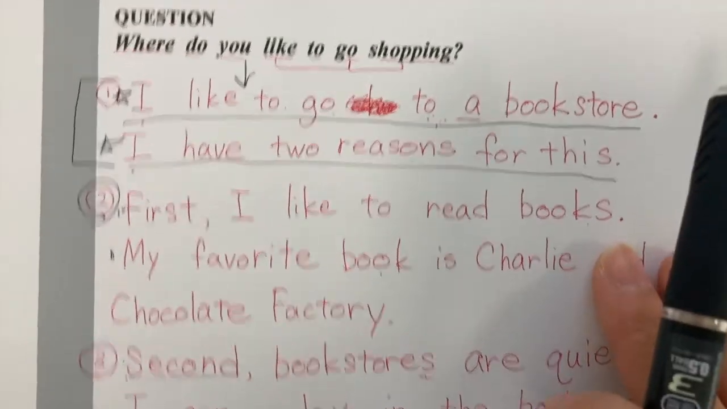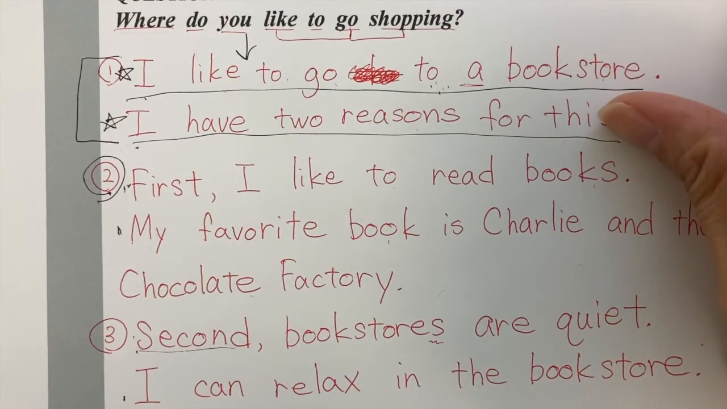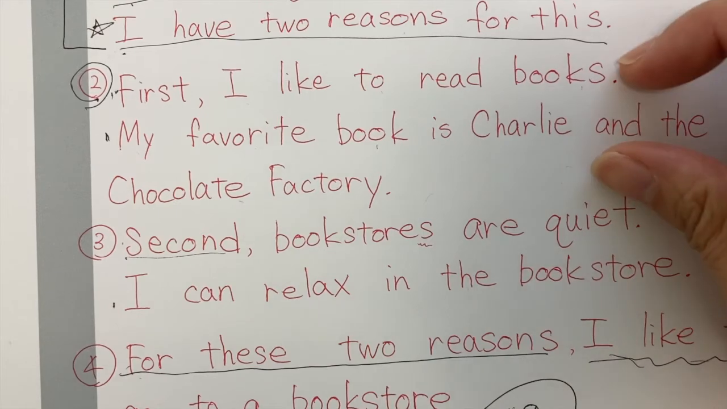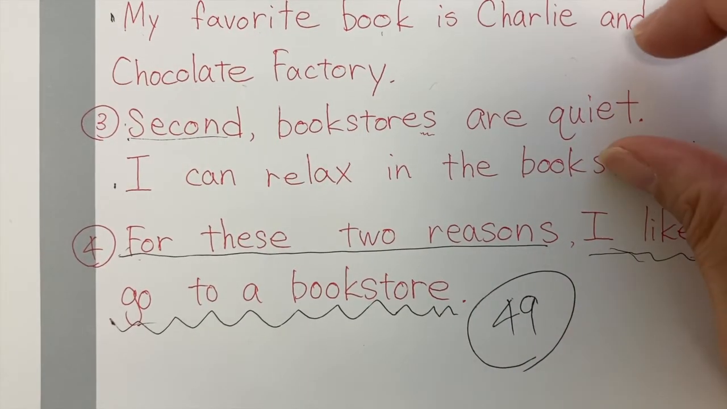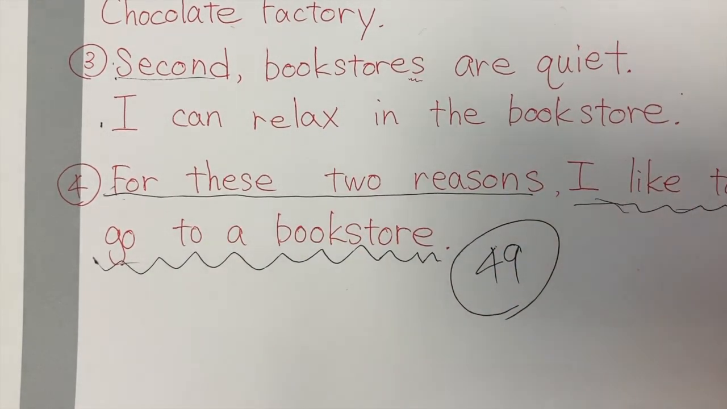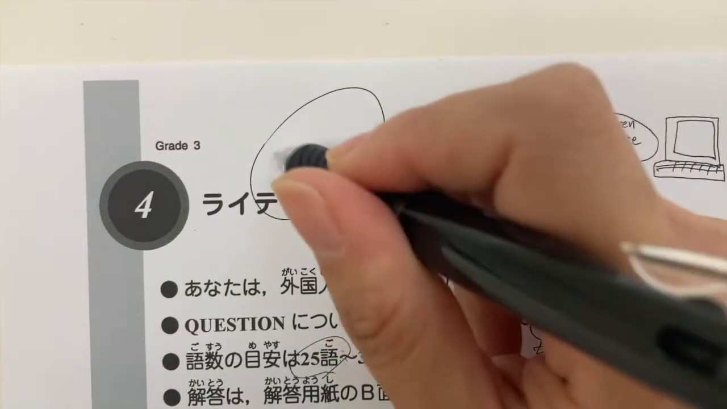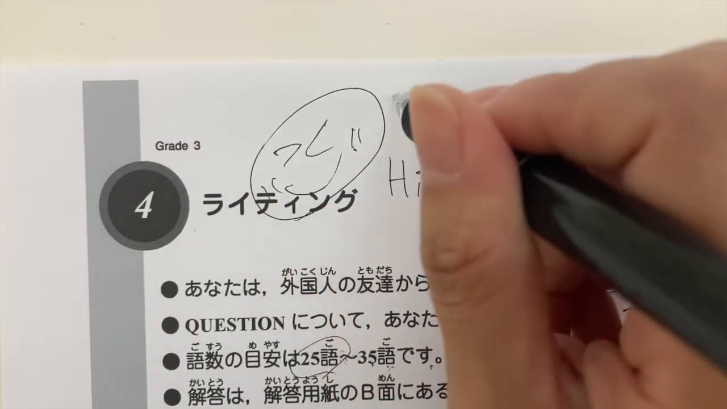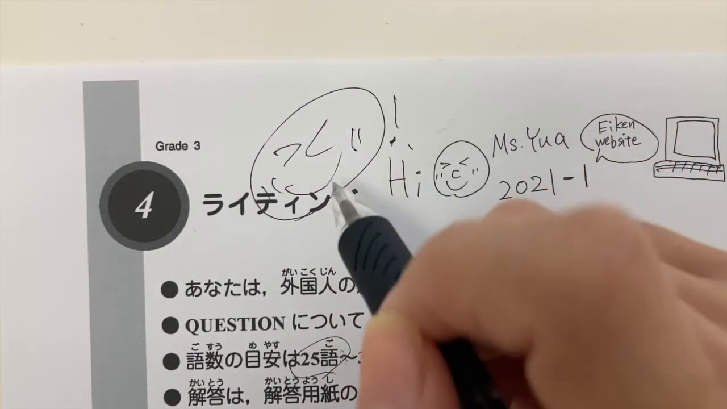This is my writing. So start with the first answer, write the second sentence. You have your first reason, two sentences, second reason, two sentences, and the last sentence, which is the same sentence as the beginning. Easy peasy, lemon squeezy. That's our writing. After you finish writing, let's go to our first page. Here we go.